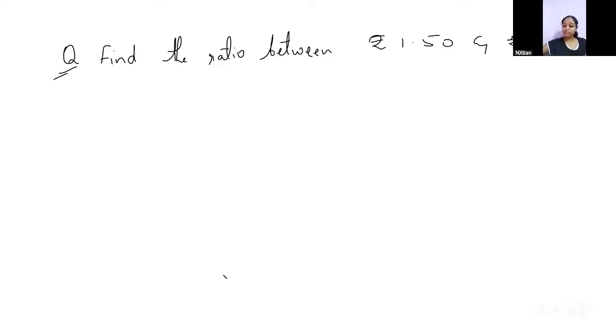The first one becomes 150, and the second one becomes 11500. Okay, now you can cancel and find out the ratio. Cancel the zeros, cancel the zeros.